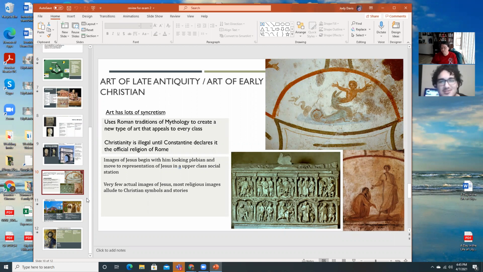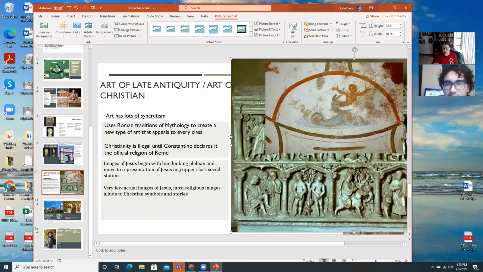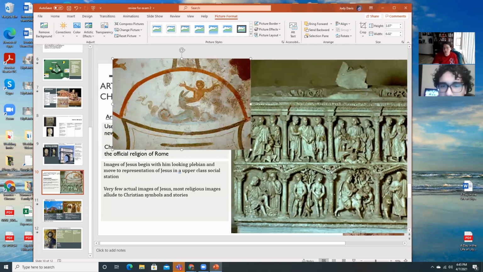If Jesus was depicted as a plebeian, is it in the Tomb of Junius Bassus, or what? Yes, this is the sarcophagus of Junius Bassus. Let me see if I can click on it here. I'll make it a little bigger. Well, it's not as clear as I want it to be, but you can see that the heads are pretty big. Like, this is Jesus.